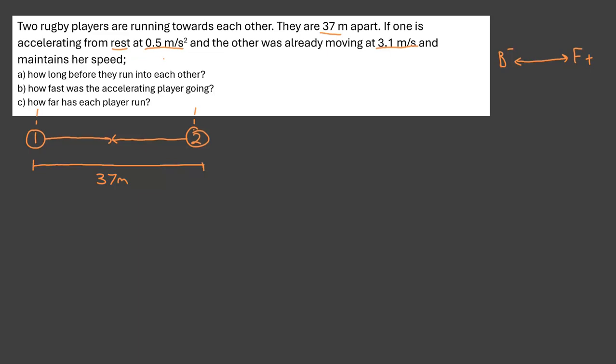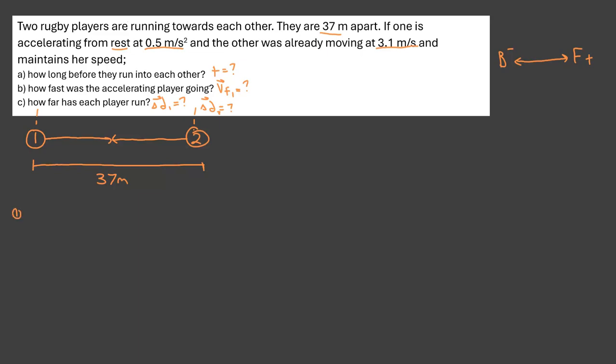So part A is asking how long before they run into each other. So that'll be the time in which they collide, right? Next, how fast was the accelerating player going? So that'll be this player 1. We want to figure out how fast they're going just before the two players collide, or right at that instantaneous point where they collide. So I'll call this the final velocity of our player 1. And then finally, we also want to figure out how far each player has run. So we can just call this the displacement of our player 1 as well as the displacement of our player 2.